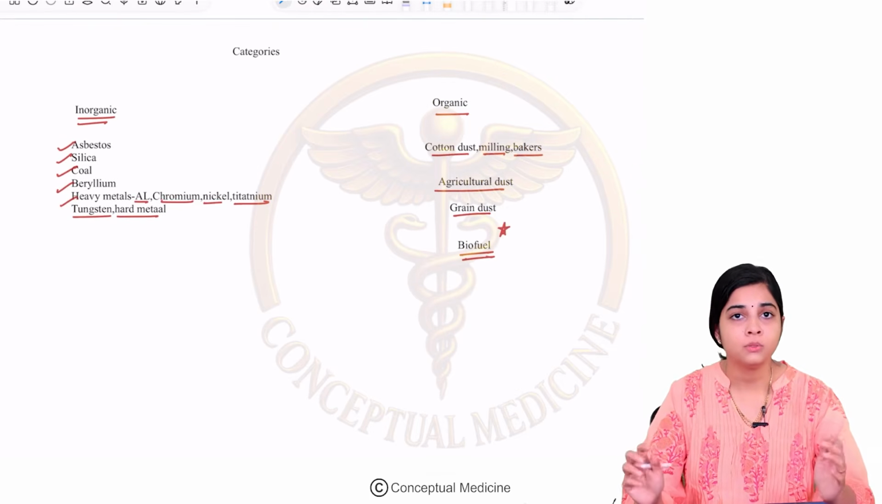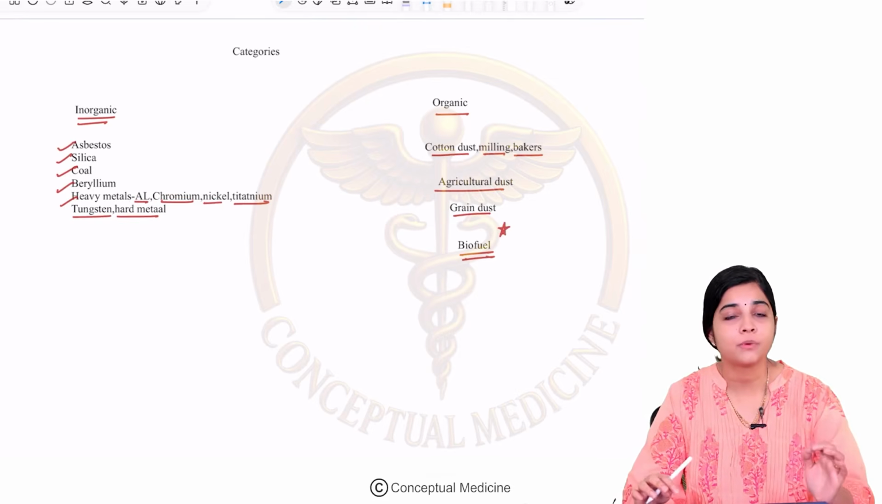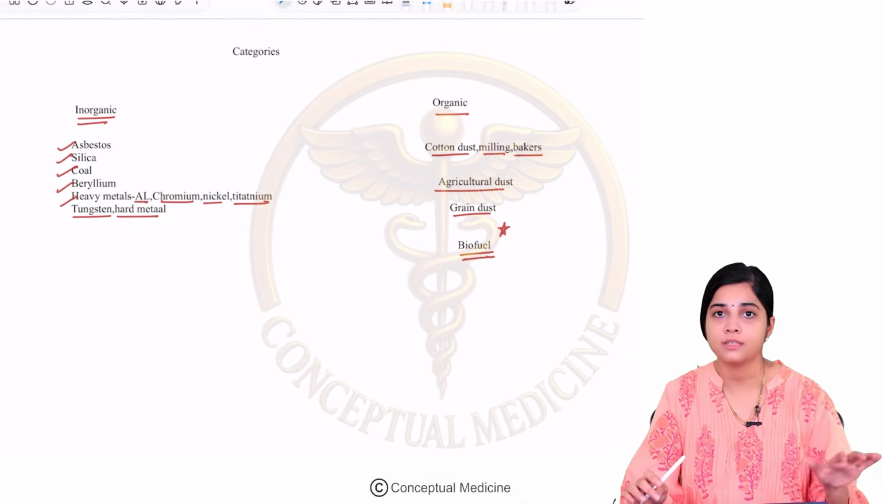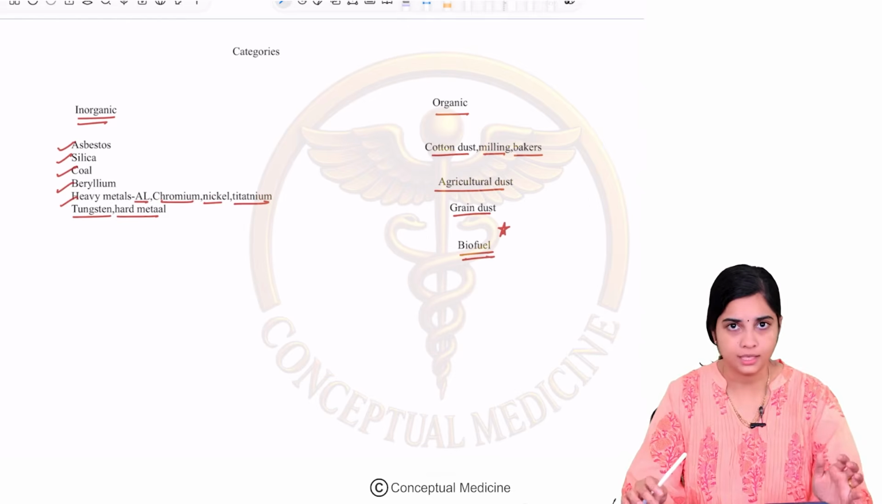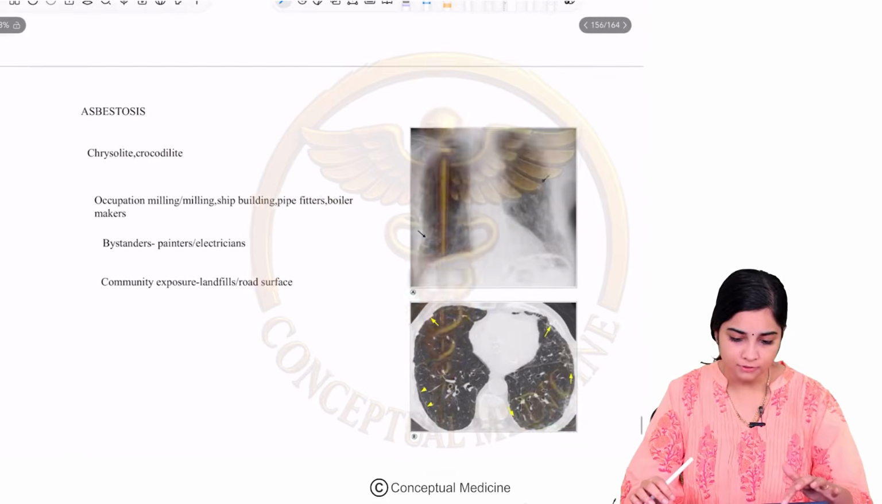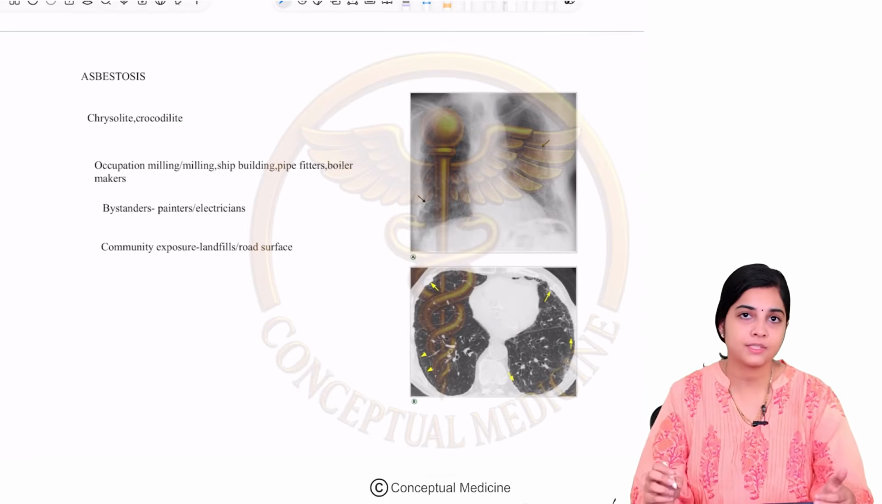So what have we learned? We are learning about occupational related lung injuries. Whenever we speak about occupational lung diseases, we talk about the substances that can cause them, both organic as well as inorganic, and this is a list that we should be knowing. So let us start off with asbestosis.